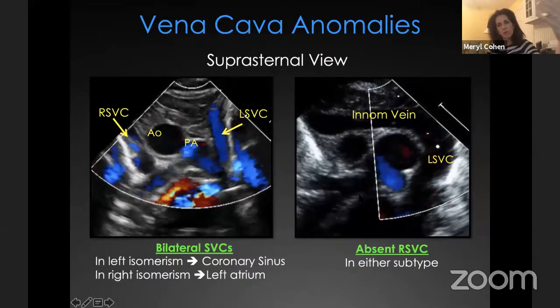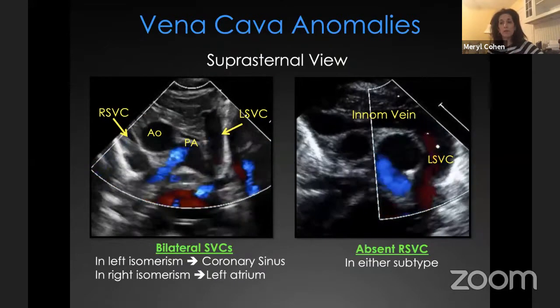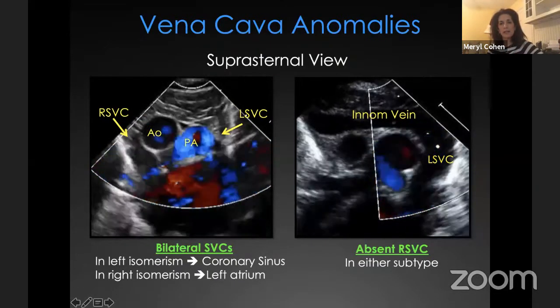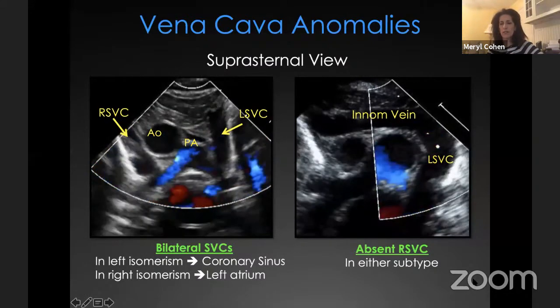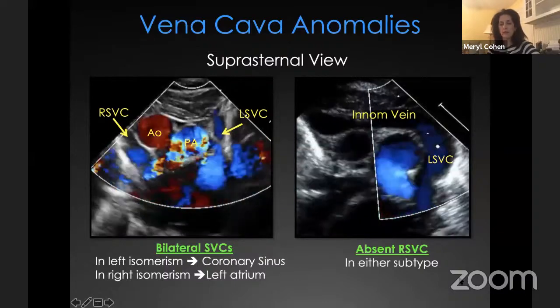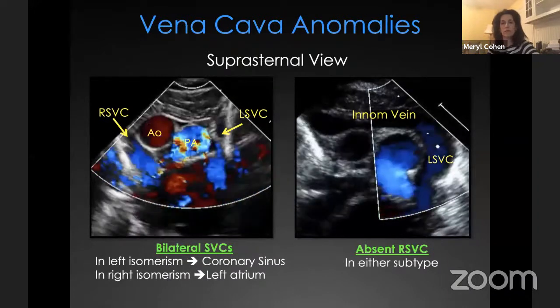Some patients have more of a situs inversus picture, and so they will have the mirror image of normal. Their innominate vein, instead of going to a right superior vena cava, will connect to a left superior vena cava back to the heart. And that can occur in either subtype, and this is known as absence of the right superior vena cava.